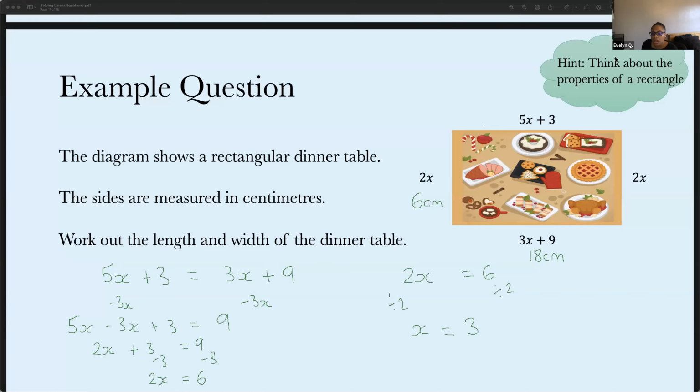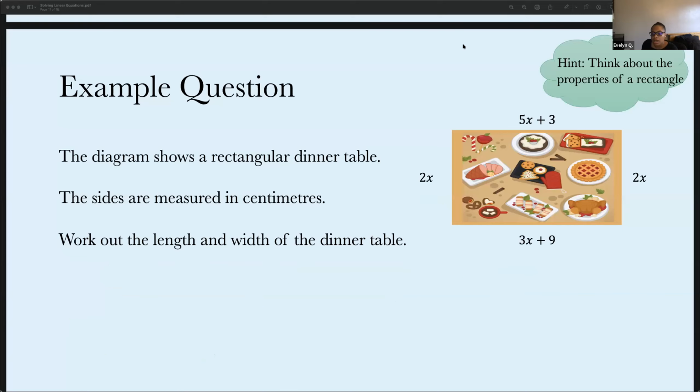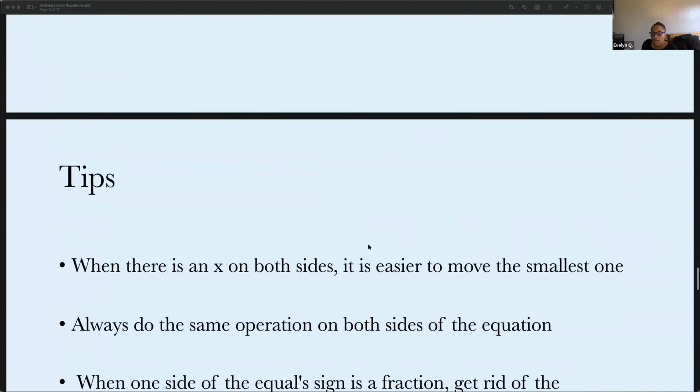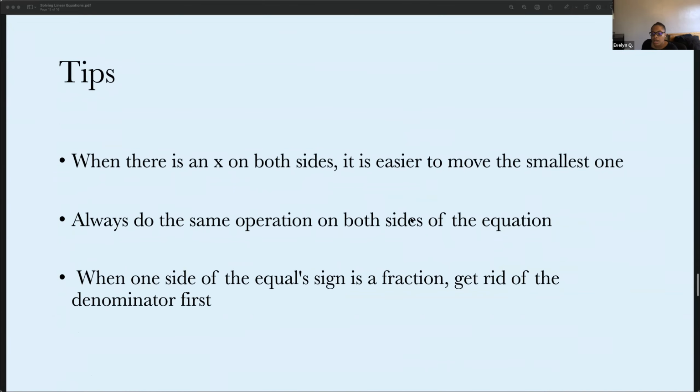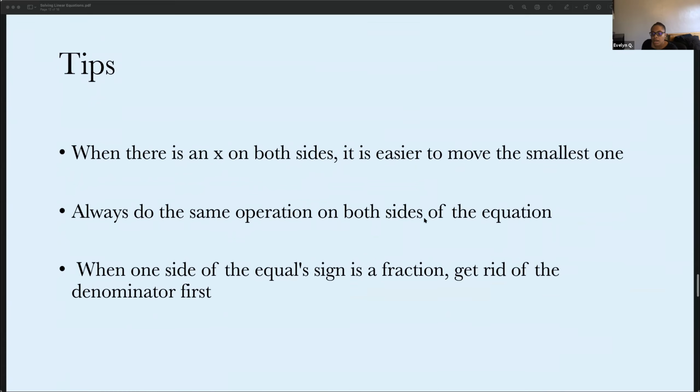Now, what we are going to do quickly before we move on to the quiz is just have a look at some tips that I've got for you guys.